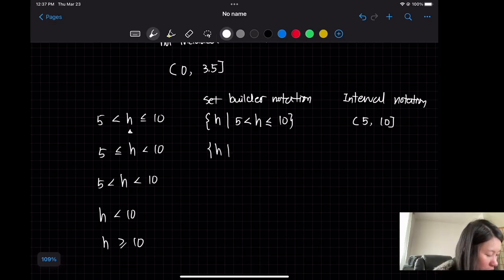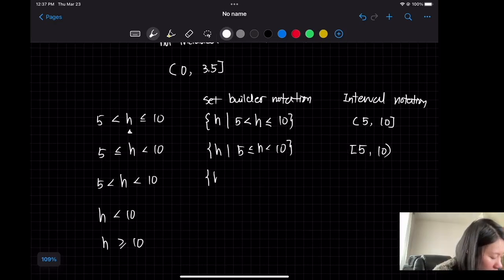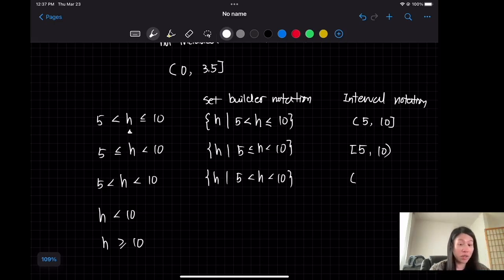So for the next one, similarly, we write the inequality inside the set. For the interval, we include 5 because there is an equal sign, but not including 10. Okay, for the next one, we have from 5 to 10. So that means for the interval notation, this is going to be 5 to 10 with parentheses on both sides. Next one, h is less than 10.